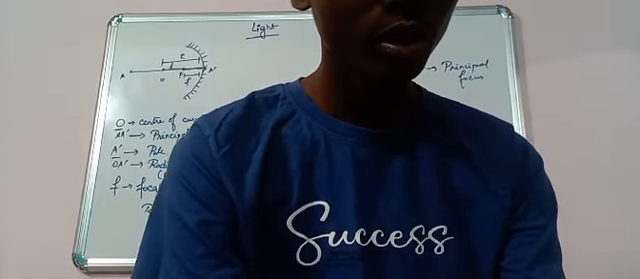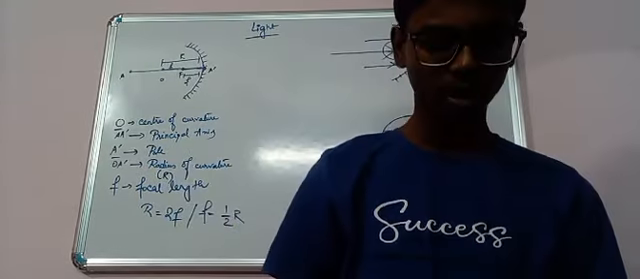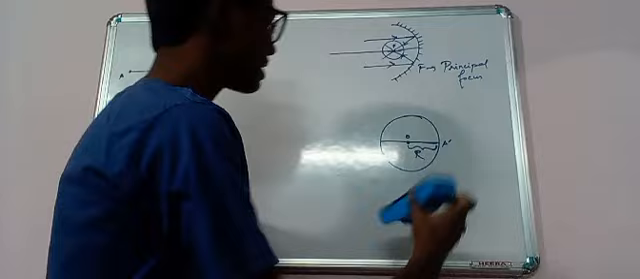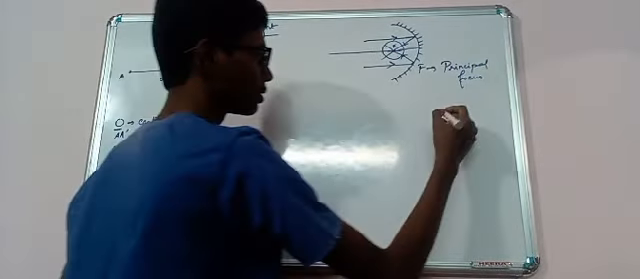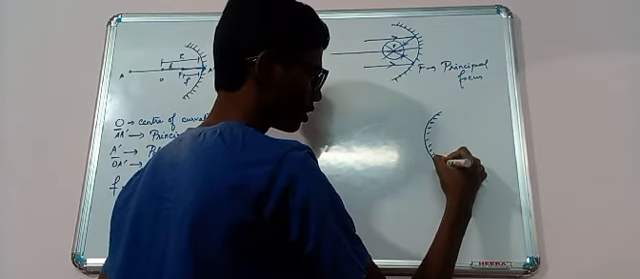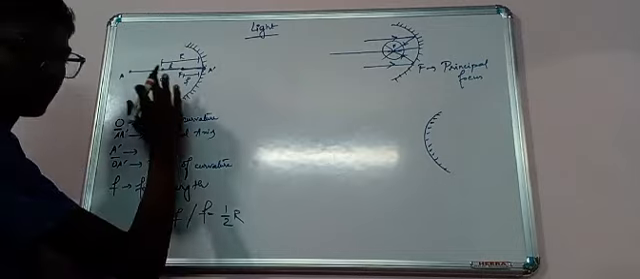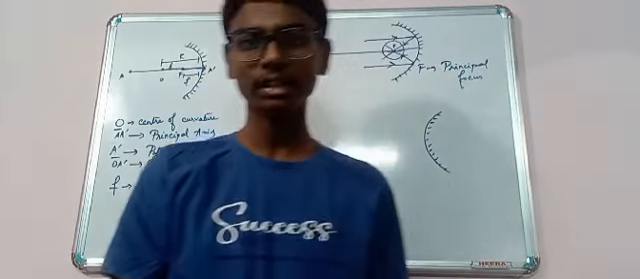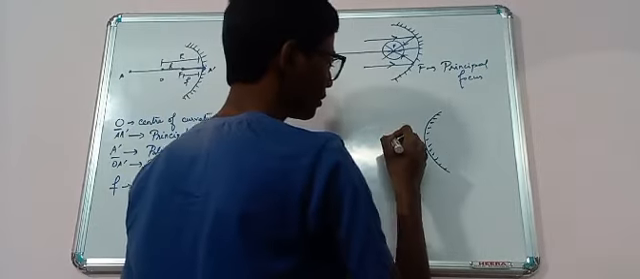Now coming to the convex mirror. I've already told you about concave. Very simple, and the same thing is going to be repeated here. So for concave, everything was this side, right? For convex, things will go that side. That means it is going to be changed. So let's draw one more.